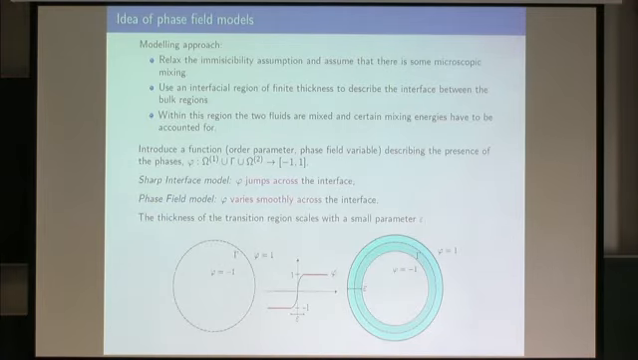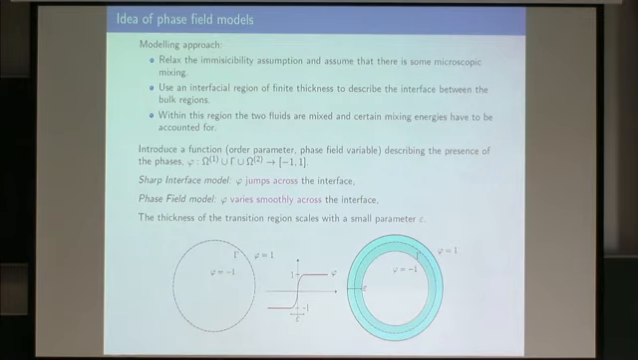Now, I turn to the phase field modeling approach, where we relax the immiscibility assumption and assume there's some microscopic mixing of the two fluids. We use an interfacial region of finite thickness to represent the interface, and within this region we allow the fluids to mix, so we have to account for certain mixing energies. So we introduce a function phi, an order parameter that describes the presence of the phases, and phi maps omega 1 to -1, gamma to 0, omega 2 to 1.